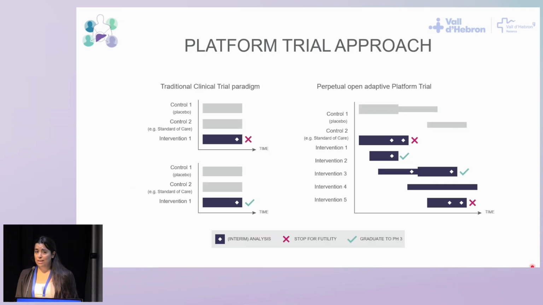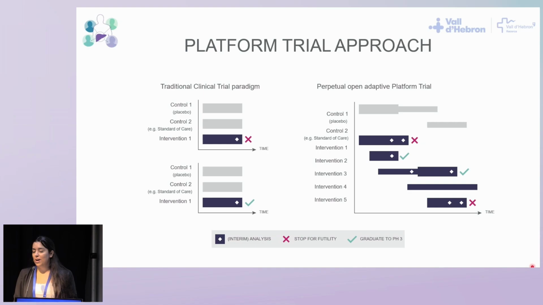So what is a platform trial? To explain what a platform trial is, I will first discuss what a traditional clinical trial is. In classical clinical trials, we have one control arm and one intervention arm that compare one to the other. And when the trial finishes, or before, there are interim analyses that decide if the drug is effective or if not, and it doesn't work.